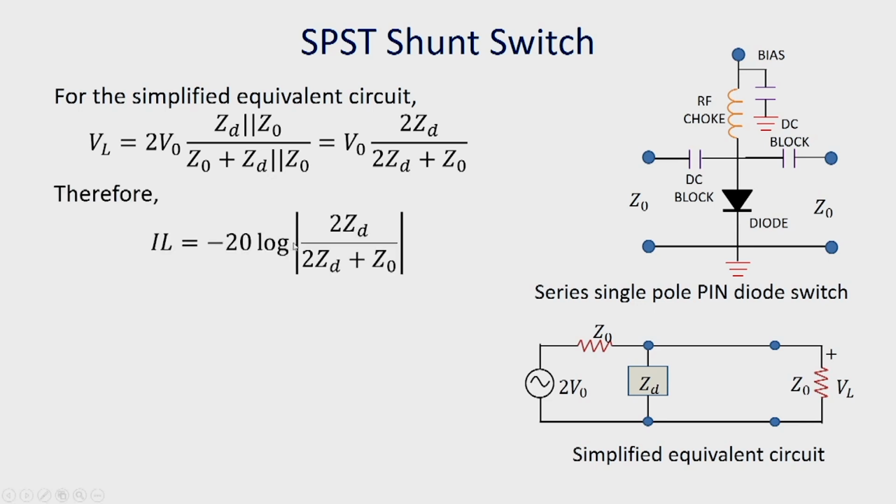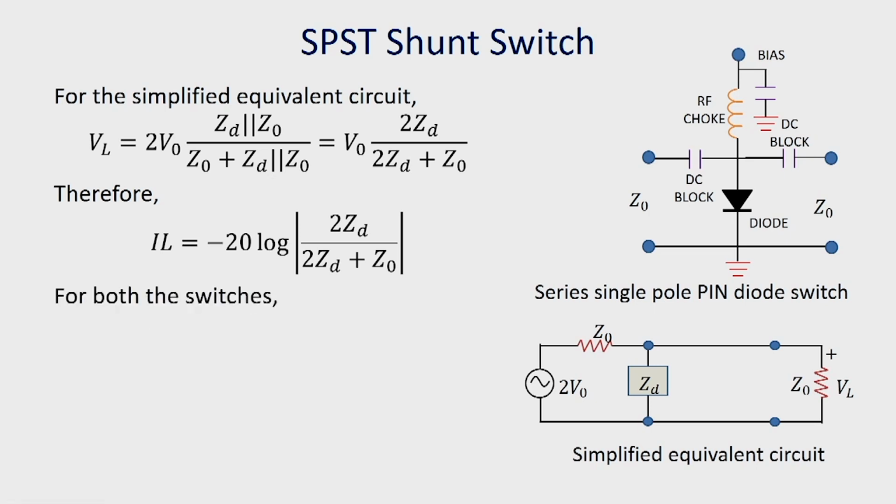And once again, had the load been directly connected to the source in the absence of the diode, we would have got a voltage V naught across the load, and therefore, we define insertion loss to be equal to minus 20 log modulus of VL by V naught, and VL by V naught we can now write as 2 ZD divided by 2 ZD plus Z naught.